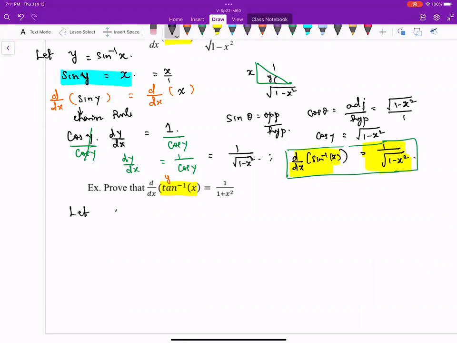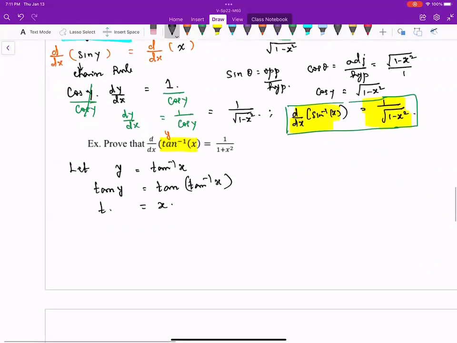Let y be equal to tan inverse of x. If you operate both sides by tan, you get tan of y is tan of tan inverse of x. With the same argument, it becomes x. So it is tan y equal to x. Now let's take the derivative on both sides. So derivative of the left-hand side equals derivative of the right-hand side.